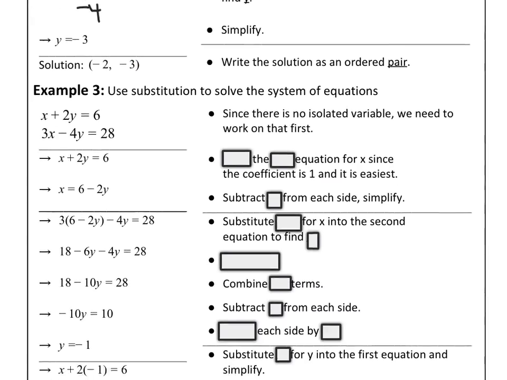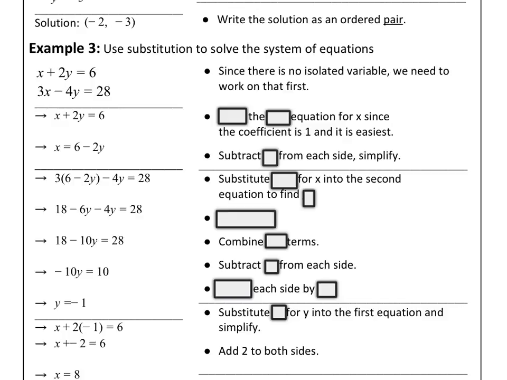And our final example, example number 3. Again, we have the same instructions: solve this system. X plus 2y equals 6, and 3x minus 4y equals 28. Now this one's kind of interesting. Since there is no isolated variable, we need to work on that first. What that means is there's not a variable by itself yet. We don't have an x equals or a y equals, so we need to make that happen before we can move forward.